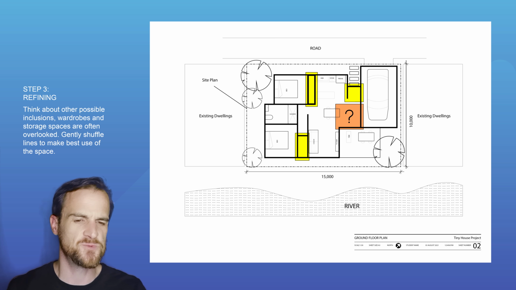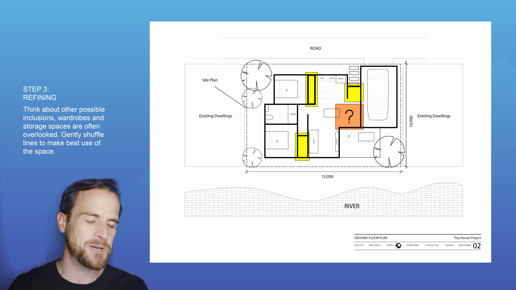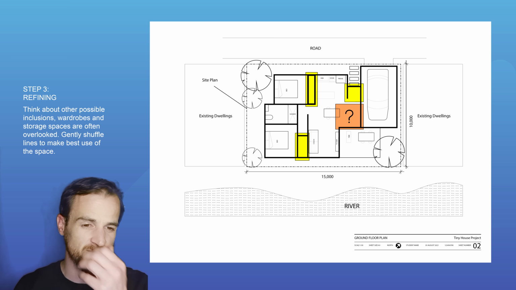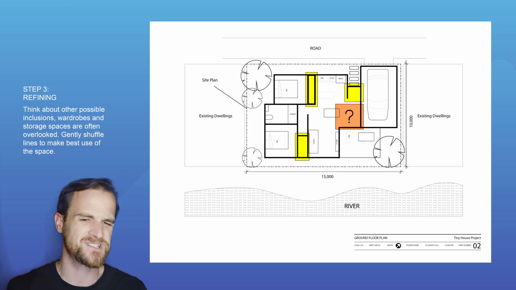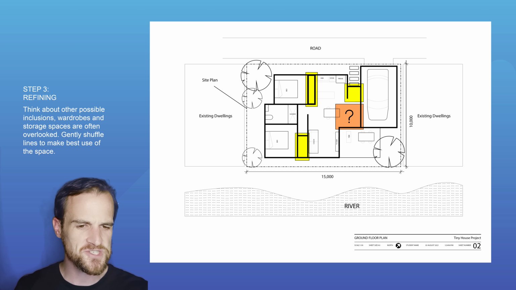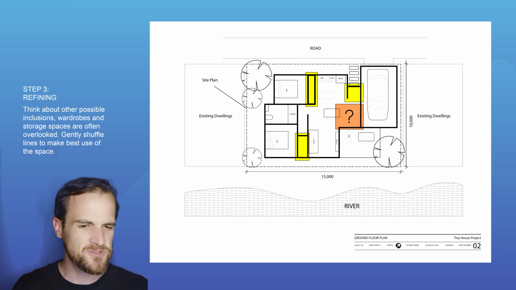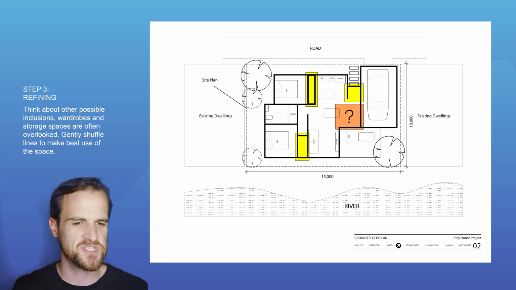Another thing that's really, really frequently overlooked is storage space. If you ask most people what they want more of in their home, they're always going to say storage space. It's even overlooked by the best architects. Now I've put a little question mark there because we've laid this out, but there's a bit of an odd space where that question mark is.